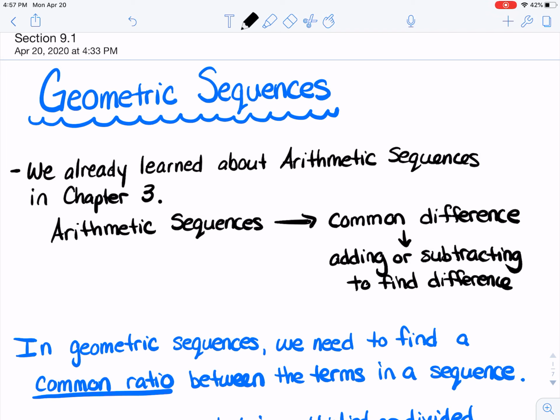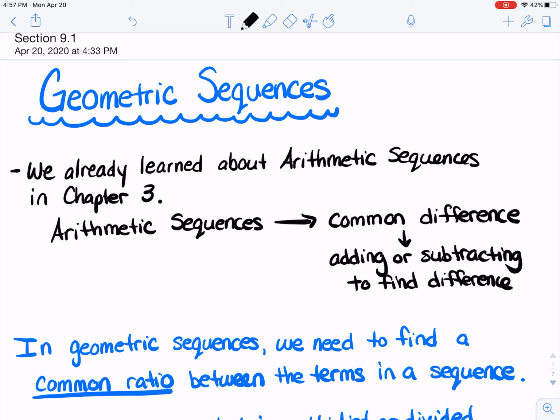The first section in Chapter 9 is on geometric sequences. Back in Chapter 3, actually specifically Section 3.6, we learned about arithmetic sequences. In arithmetic sequences, we were always looking for a common difference. How do we go from one term in a sequence to another? And it was solely by adding or subtracting to find a difference. There was no multiplying or dividing.